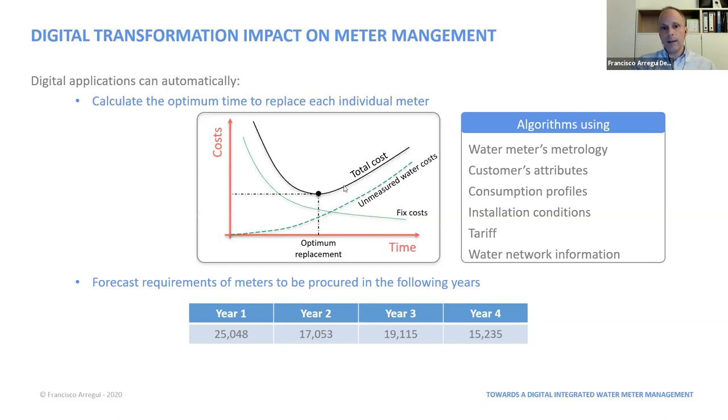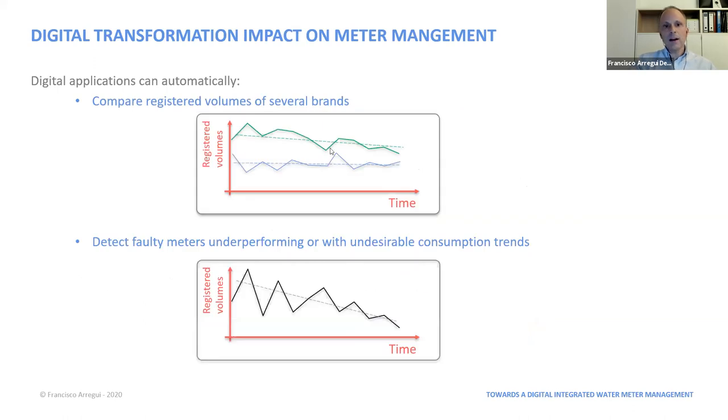Once I know the useful life of all meters, I can have a forecast of how many meters I will be needing every year. So it can help us to define the meter requirements for the following years. I can compare the registered volume of several brands. That's why I was saying, don't install only one brand. Maybe you need to install two or three brands. And then you start to install them, you compare, and you see how the trends of registered volume of these different brands evolve with time. And then you can decide, this brand is performing better than this other, so I stop buying this one and I buy more of these other meters. And also, when we look at the long term, we can identify meters that are underperforming.